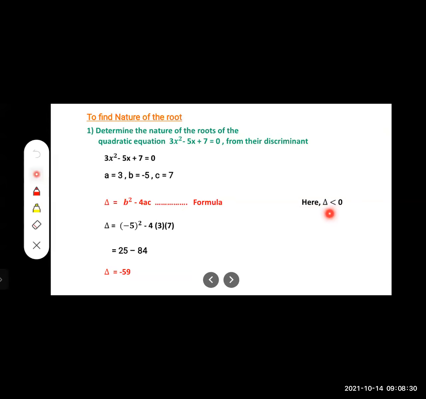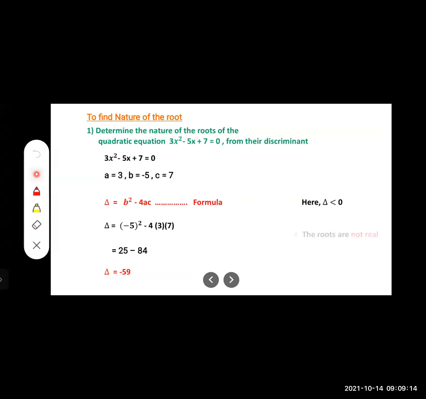So here delta is less than 0. So negative means what? Always that number is less than 0. Is it clear, children? So in the beginning, while I'm starting this chapter, I gave you all the nature of the root. If the delta is greater than 0, then the nature is real and unequal. When delta is equal to 0, the nature is real and equal. If the delta value is less than 0, that means negative, what will be the nature of the root?